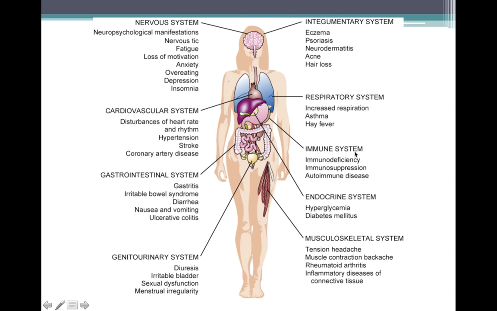Now, stress on the immune system can lead to decreased immune responses like immunodeficiency and immunosuppression. But what's interesting too is that stress may relate to autoimmune disease. So if someone is stressed, that can actually exacerbate their autoimmune disease. And so it's interesting how stress has an influence on our immune system in that regard. Now, on the endocrine system, we can see things like hyperglycemia as well as diabetes. So high blood sugar, and that can lead to diabetes in the long term. That's the endocrine response of stress.